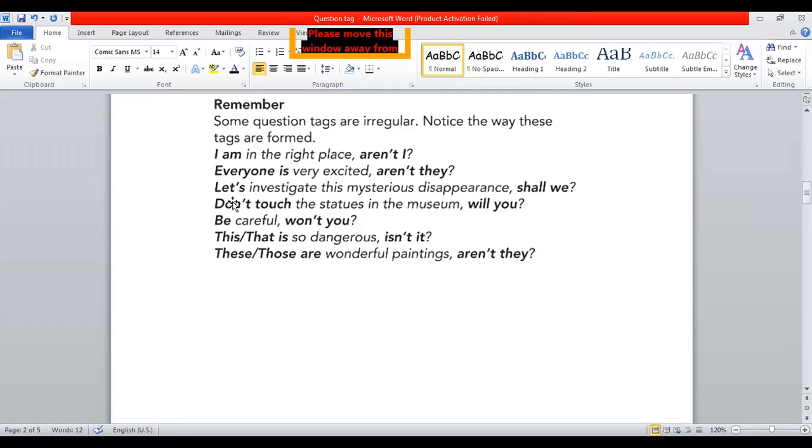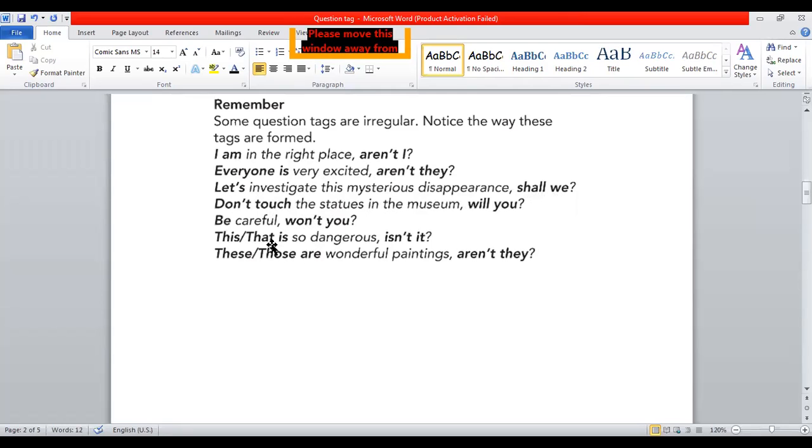Let's investigate this mysterious disappearance. If you find let's in the question tag, you will use shall we. Don't touch the statues in the museum. So don't here, this is a negative command. So you will use will you. Be careful. This is an imperative order. Okay, so you will change it into won't you or will you.